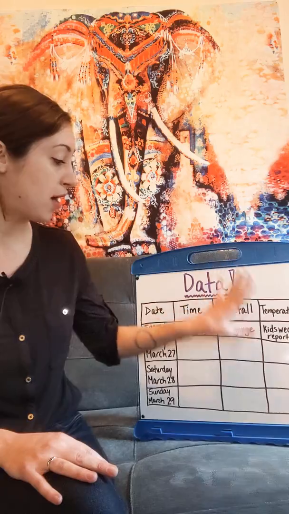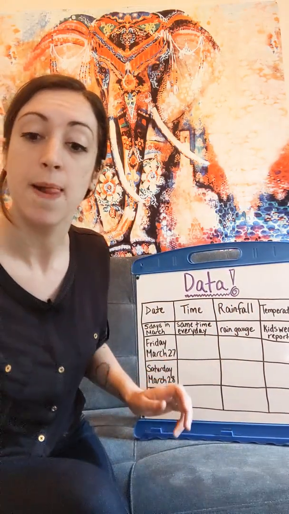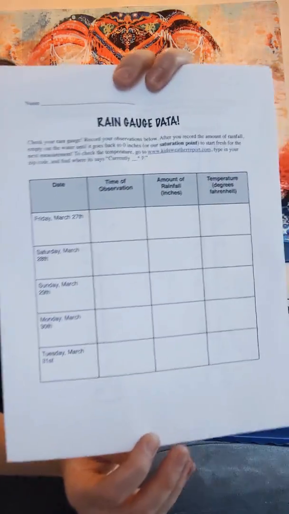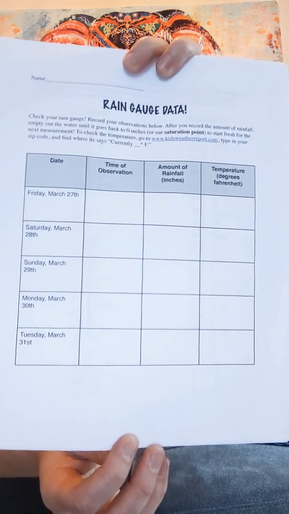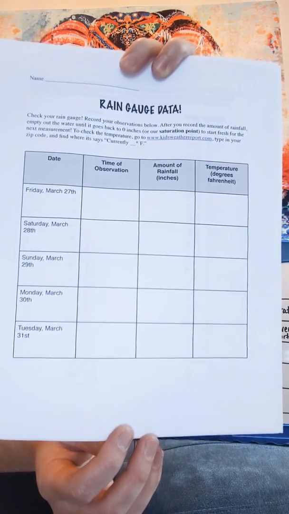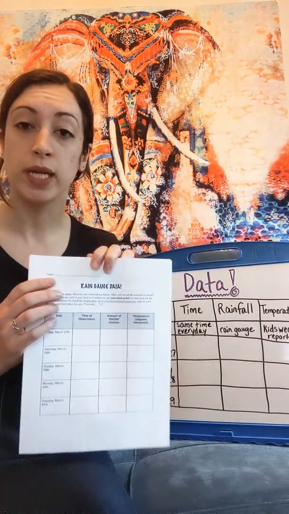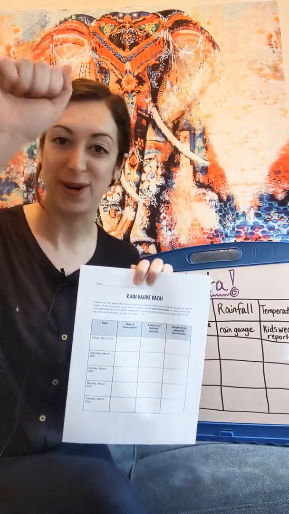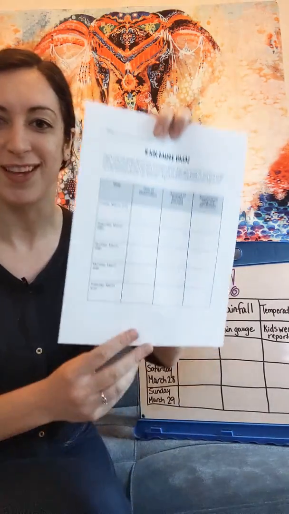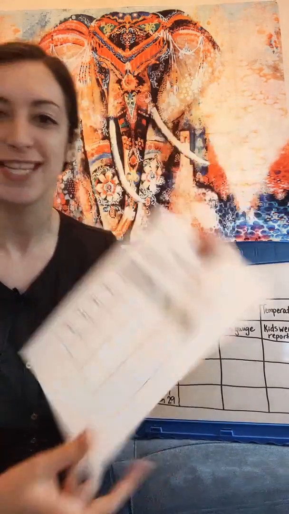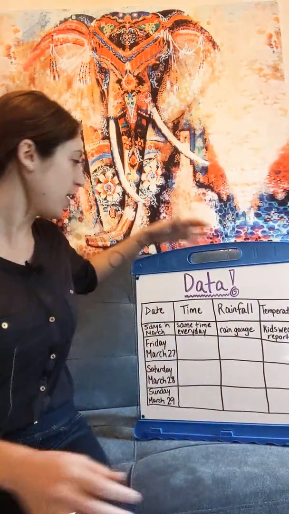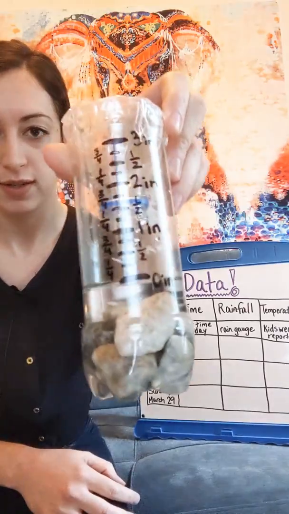So this is what our chart is going to look like. I've attached something like this on Google Classroom. So you can either print it out or if you don't have a printer, then you can just look at it on your screen and then you can take a piece of paper and just draw it up yourself with a pencil or a marker. It's really easy.